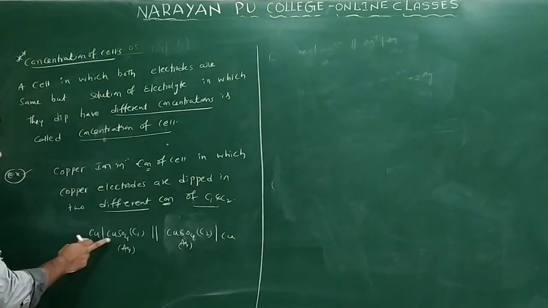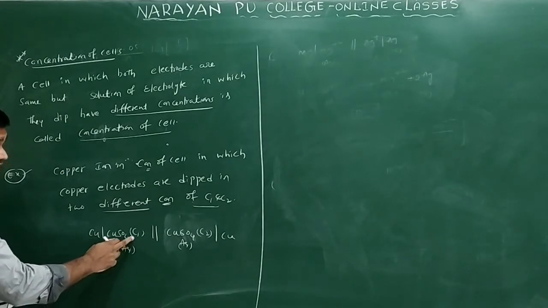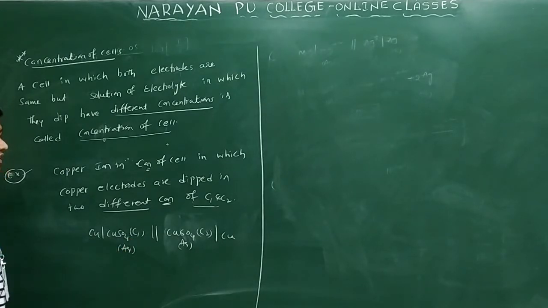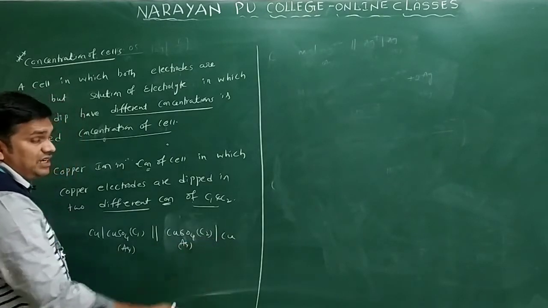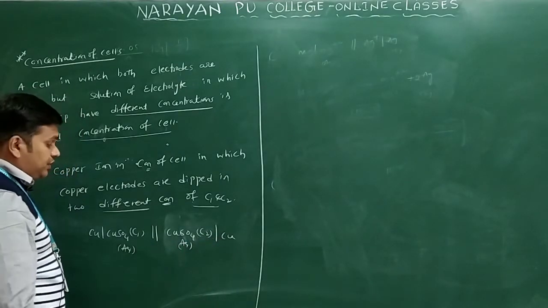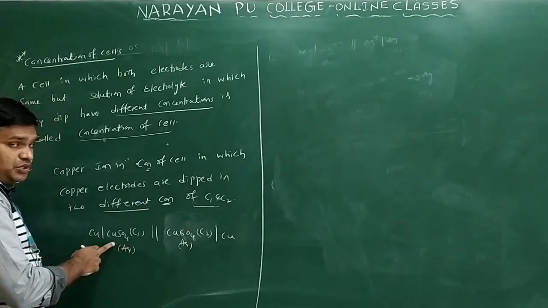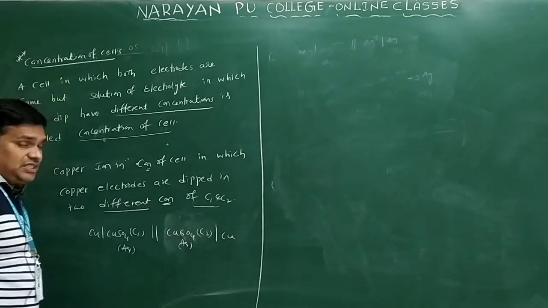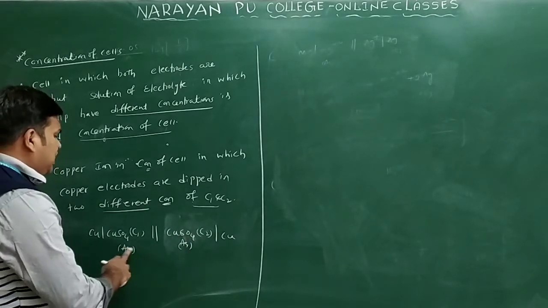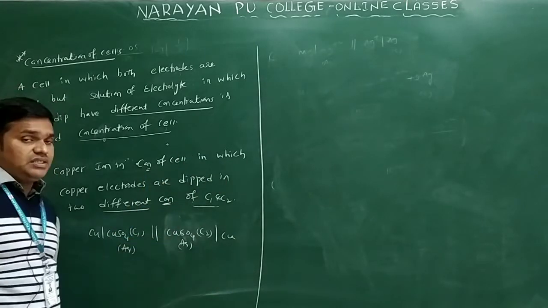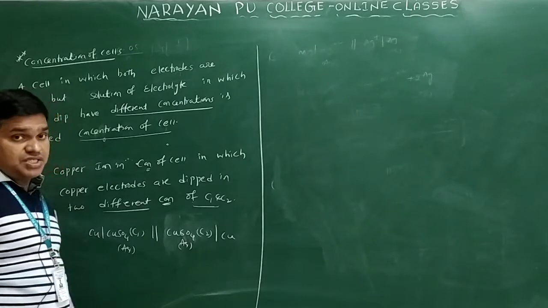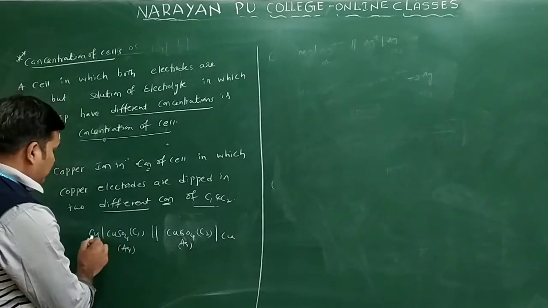Copper electrode is there, copper sulfate solution aqueous with C1 concentration. Copper sulfate is there with C2 concentration. Again in the second beaker, we have a copper electrode also. The concentration of the first one is C1 and the concentration of the next one is C2. You know, this is the oxidation part, anode, cathode, and in the middle we have a salt bridge. So here the electrode is the same.